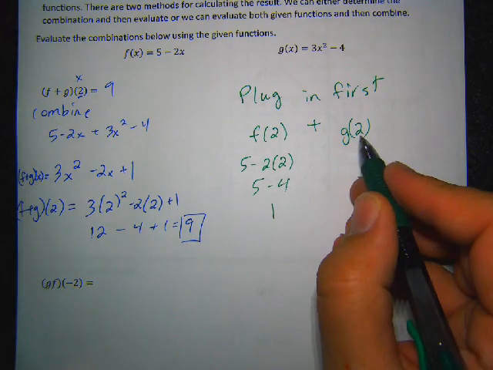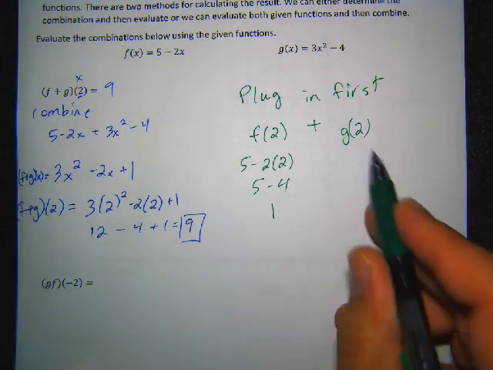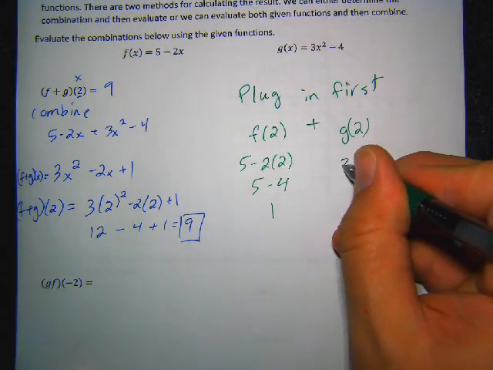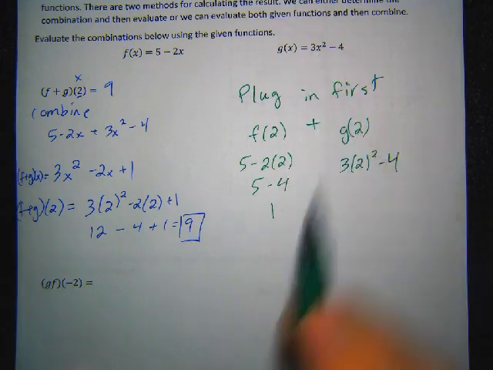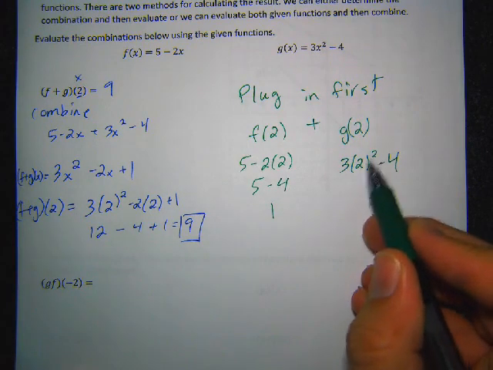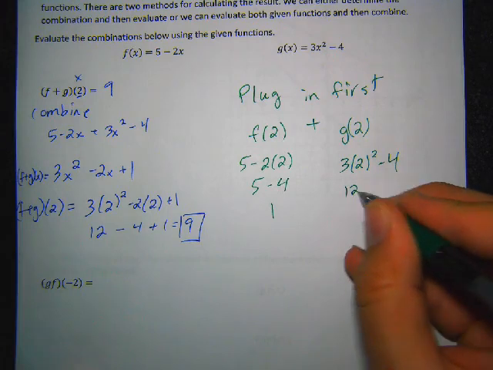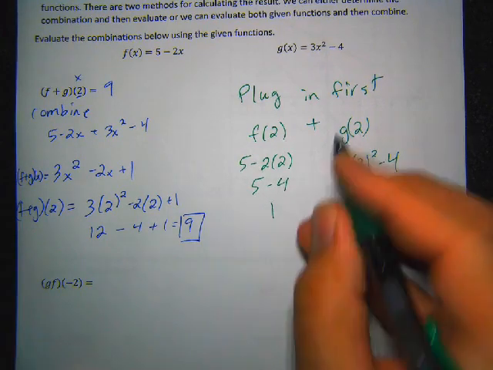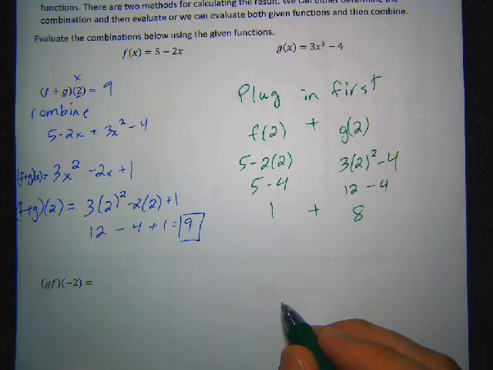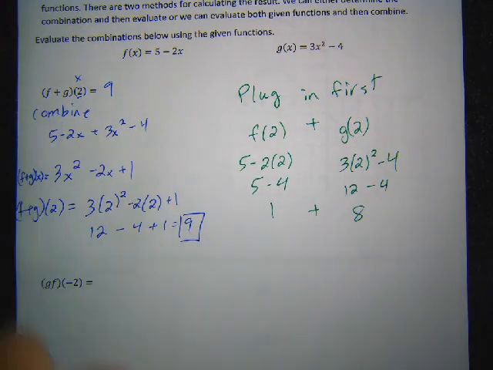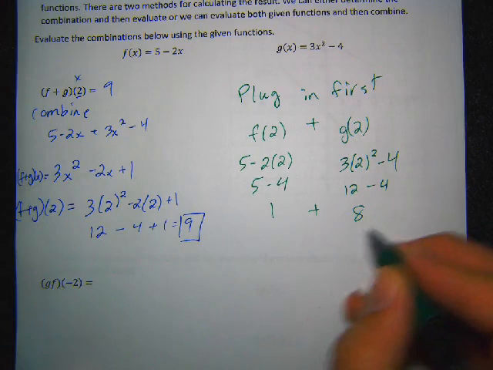But now I got to do g. So this function g, I plug 2 into that. So I get 3 times 2 squared minus 4. Plugging 2 in for that x. 2 squared is 4 times 3 is 12. 12 minus 4 is 8. So now after I've done both functions, then I add them. I do the combining adding part last. 1 plus 8 gives me 9.